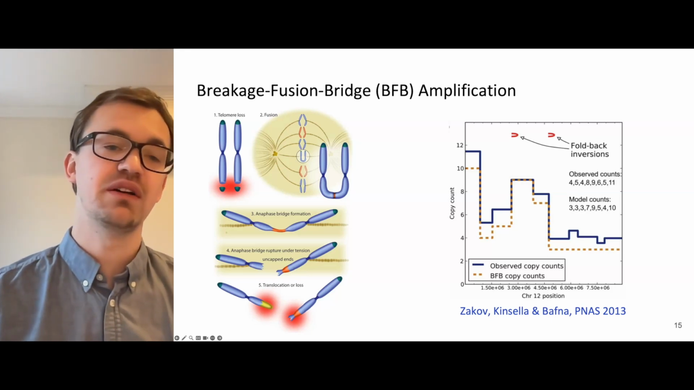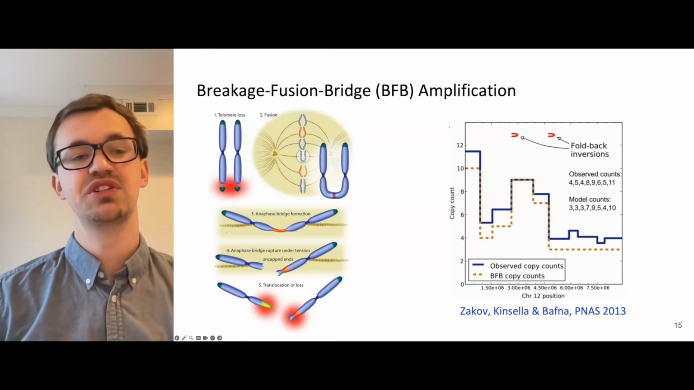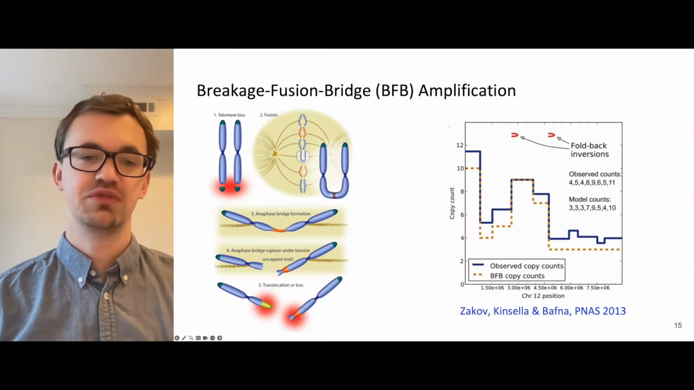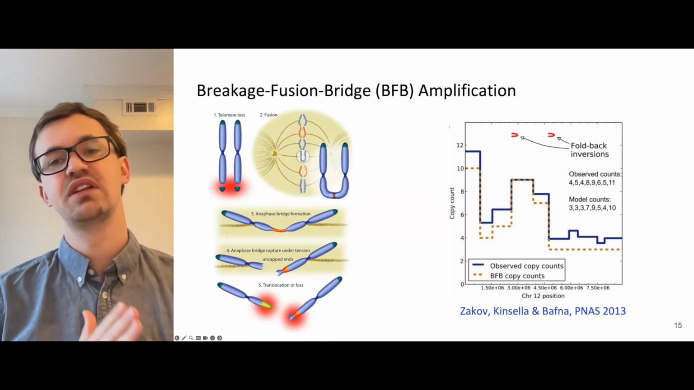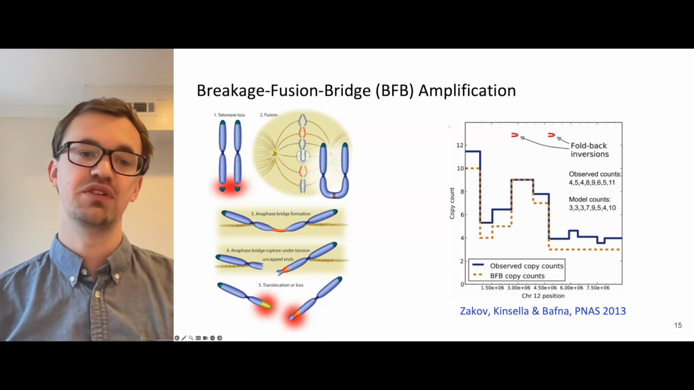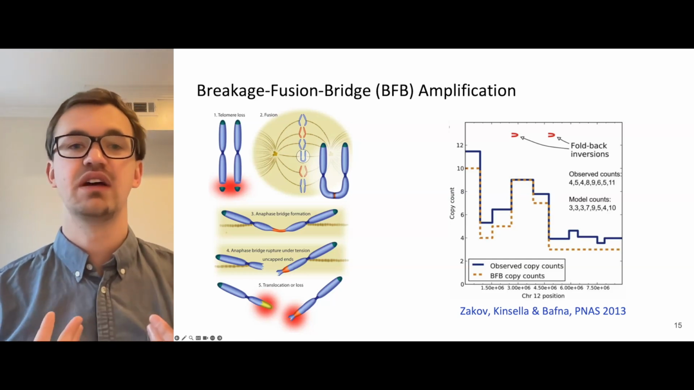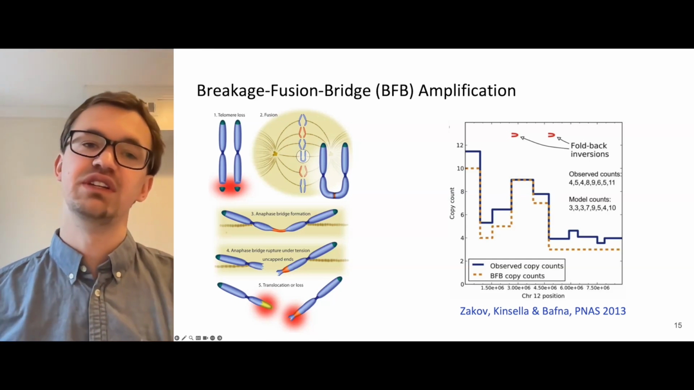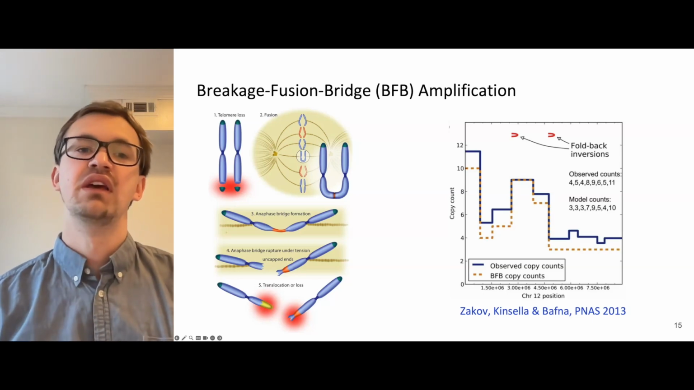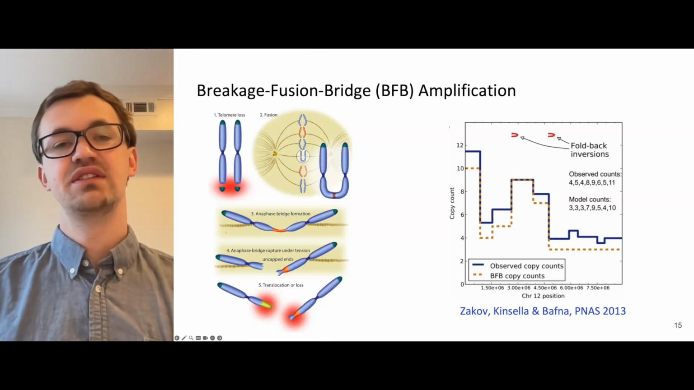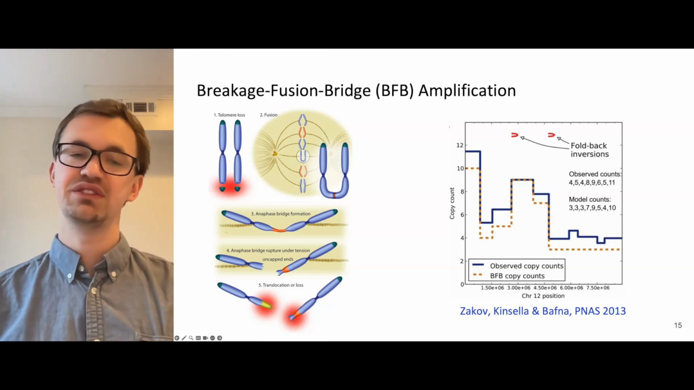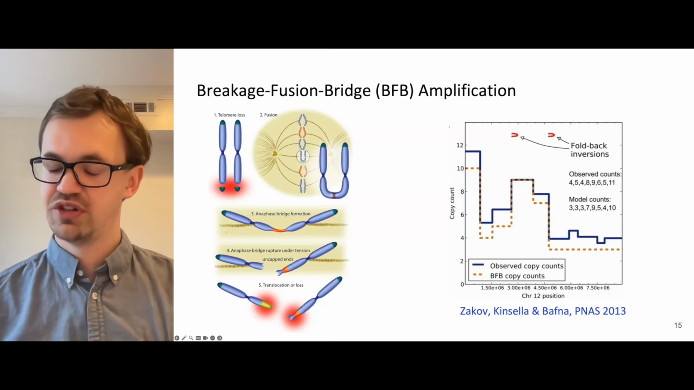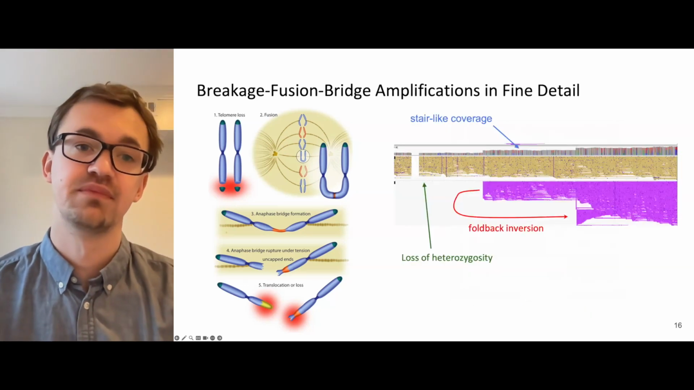This forms a bridge, and during cell division, the cell tries to pull this apart using the centromeres, eventually creating a break. But this break happens not in the exact location of the bridge, creating a duplication. And this also results in a fold-back inversion. On the right, you can see a typical coverage profile. In fact, this has been extensively studied in the context of cancer from coverage-based analysis using Illumina reads. But we think with long reads, we can approach this slightly differently.